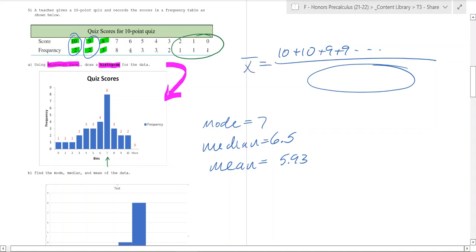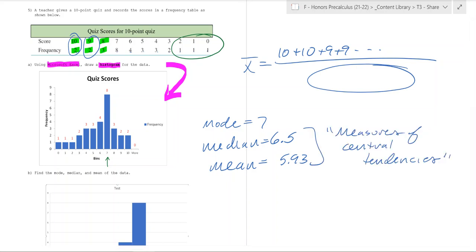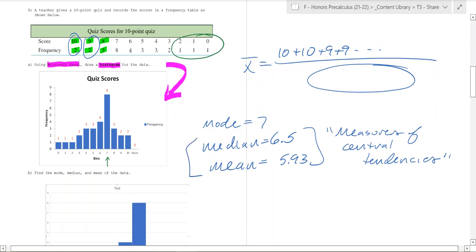Now the median is the middle number. You'd list them all out, you'd cross them out, and what happens is you end up having to take an average of 2 middle numbers, and you end up with 6.5. And another key thing to know is that the median and the mean are measures of central tendency. It's just a good thing to know.